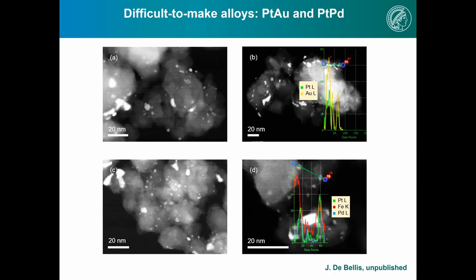If you do it by milling, the alloy just forms more or less, I would have said naturally, but it's unnatural. They couldn't form, but they do form. And here you see a line scan over these particles, and you see wherever there's gold, there's platinum. Gold is yellow, platinum is here, and here is platinum-palladium. The green one is palladium.